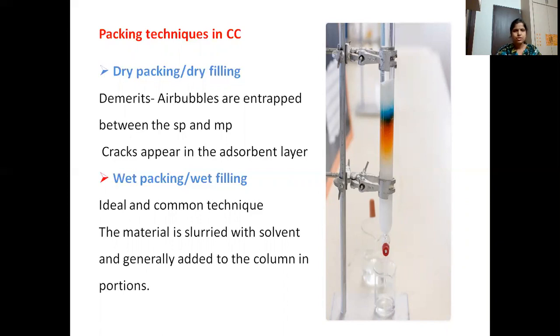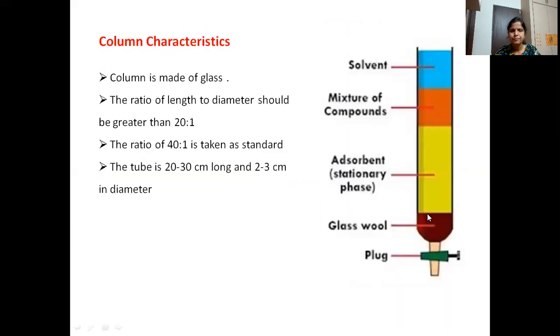When we take a column, we first wash it and make it dry. After that, you have to insert a little glass wool. In this diagram, you can see we insert the glass wool from the top. With a long rod, you can insert it at the bottom of the column. After inserting the glass wool, we have to fill it with the stationary phase, that is our adsorbent.